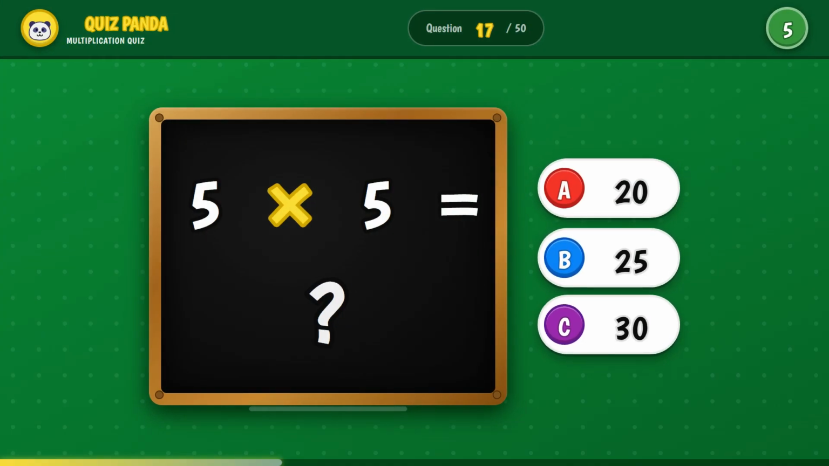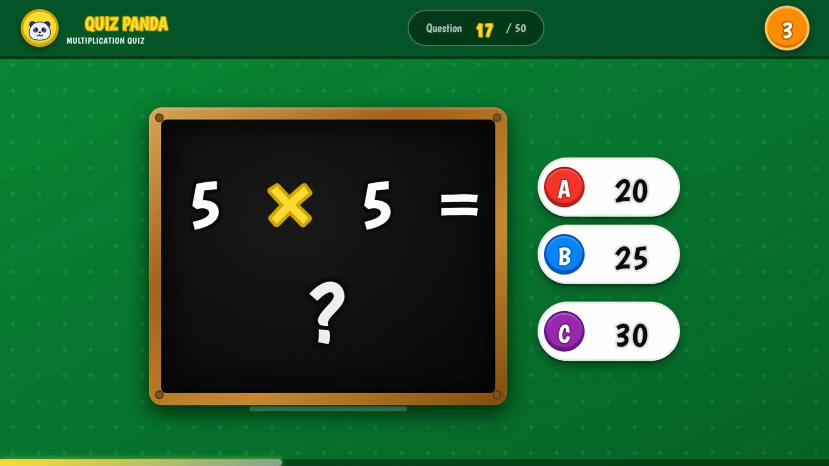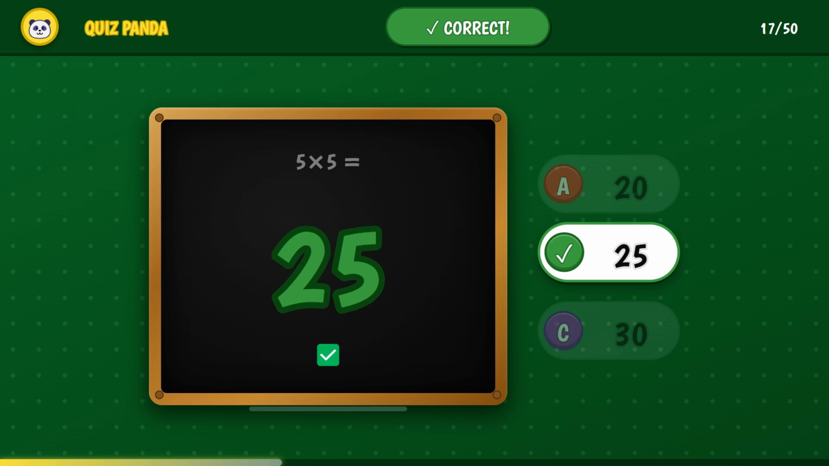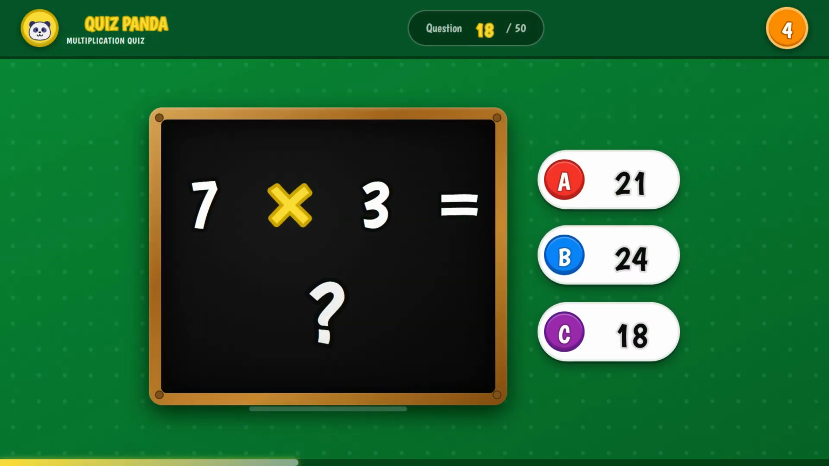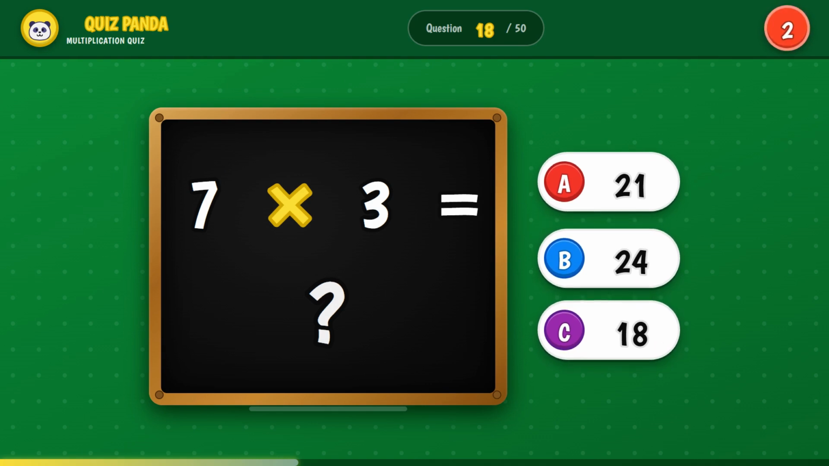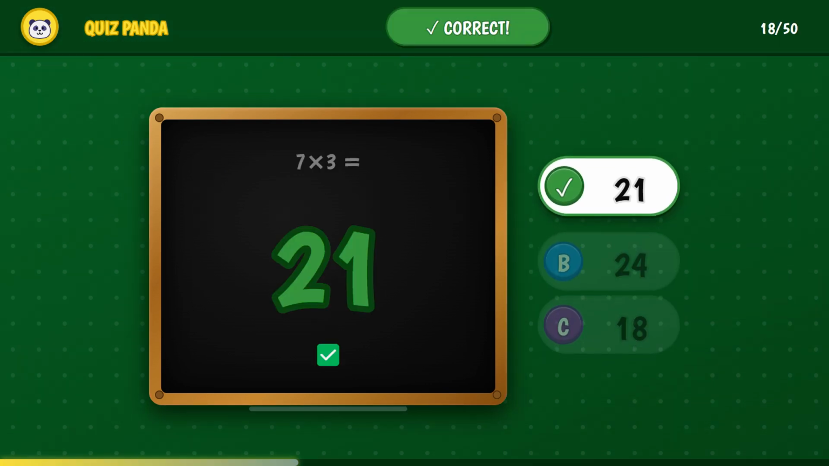Question 17. What is 5 times 5? The correct answer is B, 25. Question 18. What is 7 times 3? The correct answer is A, 21.